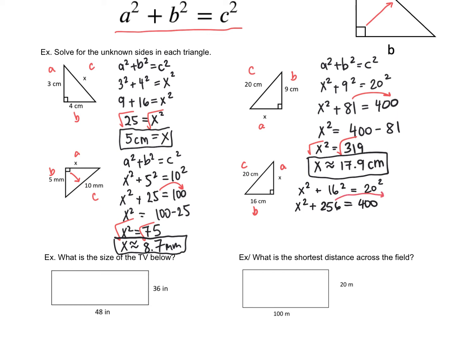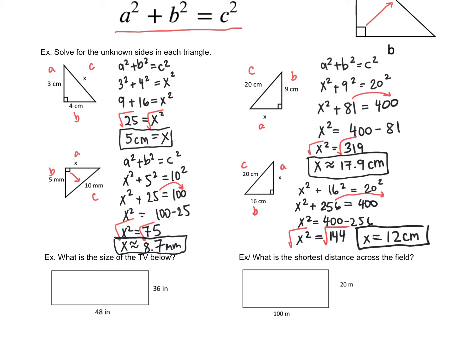Let's get rid of the constant. We're trying to isolate for x here. It moves over with subtraction. And when we do that, we get 144. And actually 144 is a nice perfect square. So when I square root 144, I get exactly 12 centimeters. So I didn't have to use my squiggly equal sign. So there's our Pythagorean theorem.